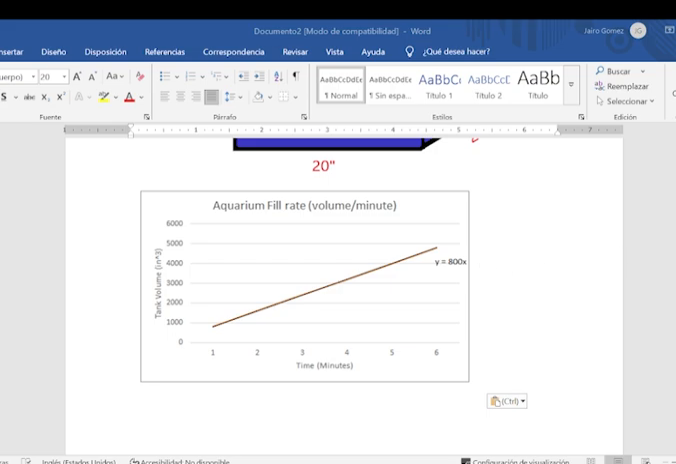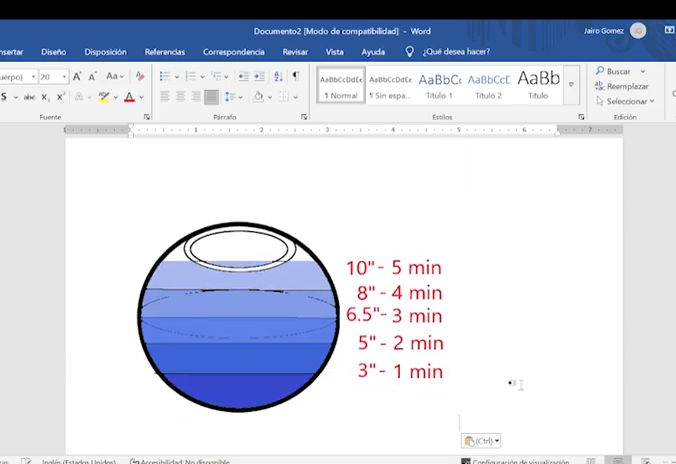However, when you went to do the same thing with your spherical aquarium, you noticed something very different. You were expecting it to be exactly the same as your rectangular, but you notice that after 1 minute, because the volume here at the lower end of the tank was smaller, it actually got filled up to 3 inches. After another minute, it got all the way up to 5 inches, but it slowed down.